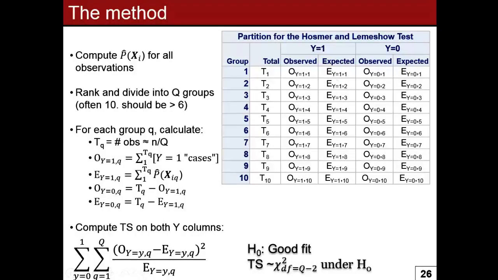You don't have to make it a 10-row table. You could do more. You'll have to adjust the degrees of freedom to not be 10 minus 2, which is 8. You can make it however many. If you felt fancy, you could make it 20 rows, divide the data into 20ths, and it would be an 18 degree of freedom test. But it's usually 10. Okay, so that's the Hosmer-Lemeshow test.